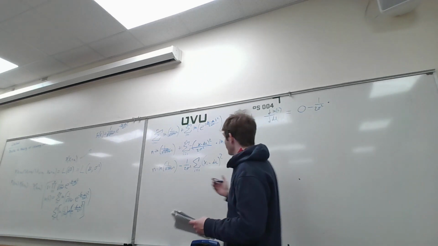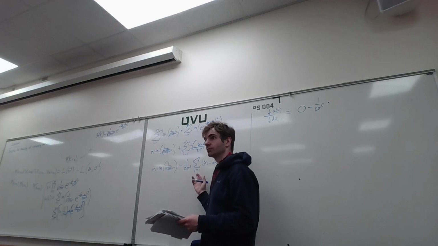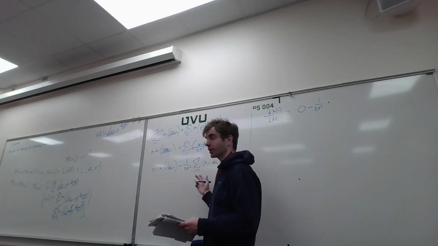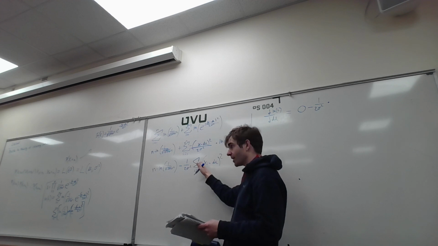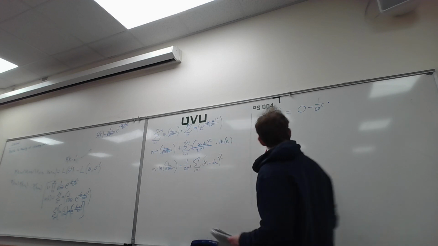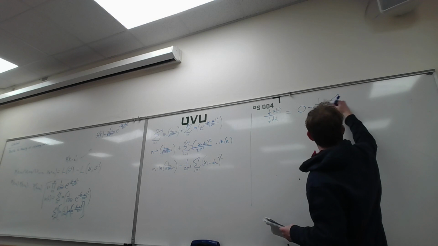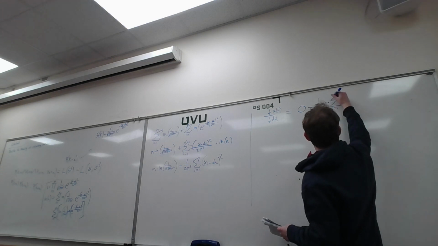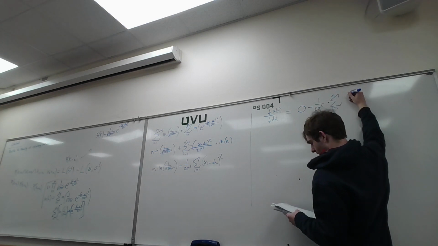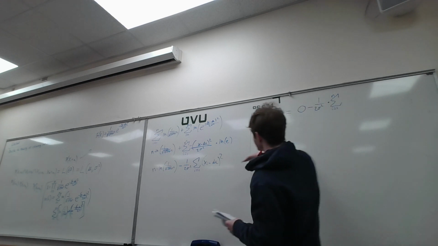Now, the derivative of a sum is the sum of the derivatives. It's a linear operator. So I'm just going to put the derivative inside of the sum and look at it. So I've got the sum of, sum of, sum of, and now I look at the stuff inside.